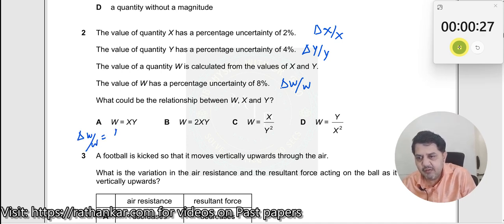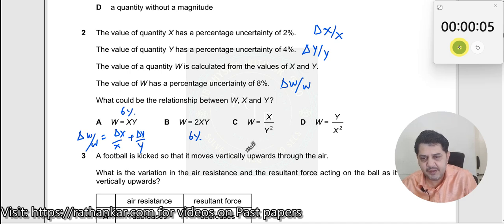So this will be equal to delta x by x plus delta y by y in this case. So what is this now? This is 2, this is 4. If I add, this will be 6%. Now if I do the same thing here, what will happen here? The 2 goes away. So once again it will be the same thing, delta x by x plus delta y by y, which will be once again 6% here.